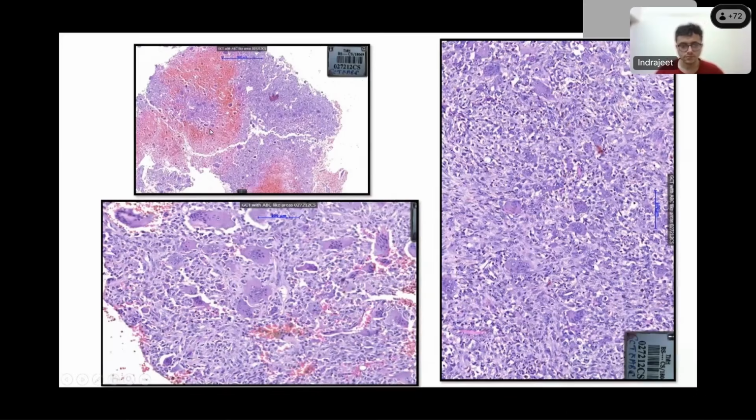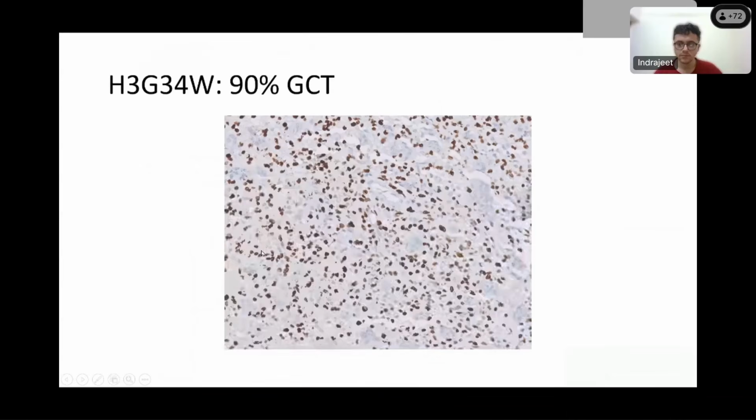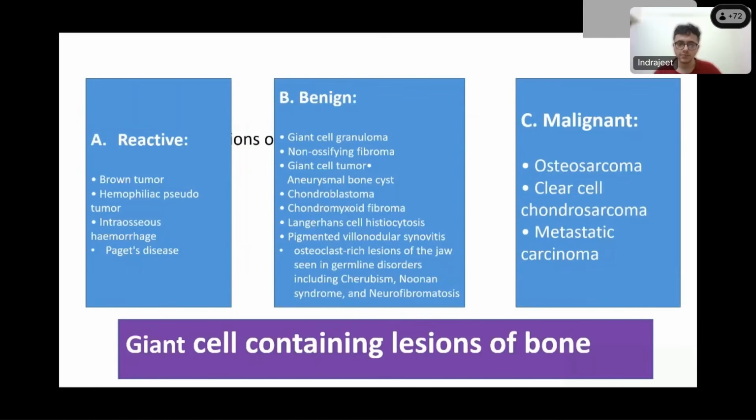This one has secondary aneurysmal bone cyst-like areas. These are benign but locally aggressive bone tumors. They occur in the epiphysis of skeletally mature individuals, that means the physis is closed, and we have this classic histology. And then this histone H3G34W is seen in about, not 90, maybe 95% of giant cell tumors, and a very useful immunohistochemistry marker because there are other differential diagnoses as well.